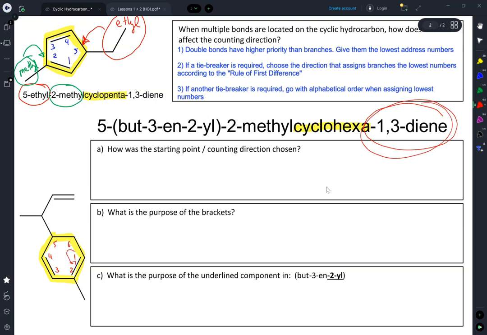So on the number 1, there's a double bond. On the number 3, there's a double bond. Because there are 2 of them, we put the di prefix. We then have a methyl branch on the number 2 carbon. So it's 2 with a methyl branch. And then on the number 5 carbon, we've got this weird thingy that I put in brackets.